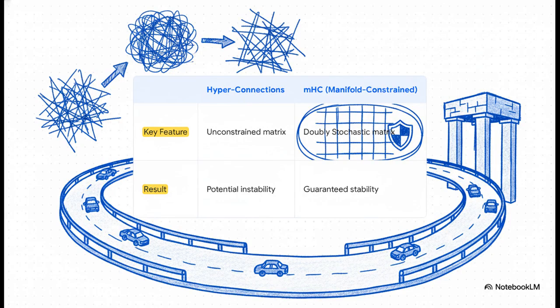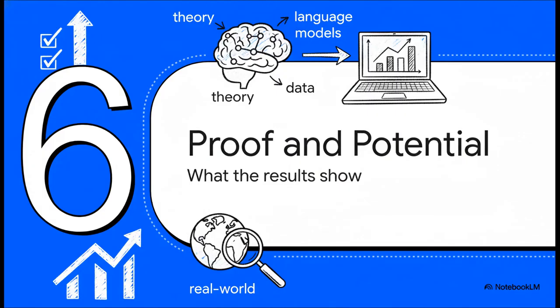So when you put it all together, the critical difference is just crystal clear. Original hyperconnections used an unconstrained matrix, which led to instability. DeepSeek's MHC uses that constrained, doubly stochastic matrix, which guarantees stability. It's the same multi-lane highway, but now it's got smart guardrails. Okay, so the theory is beautiful, right? The solution seems really smart, but the big question is, does it actually work? Let's check out the results.